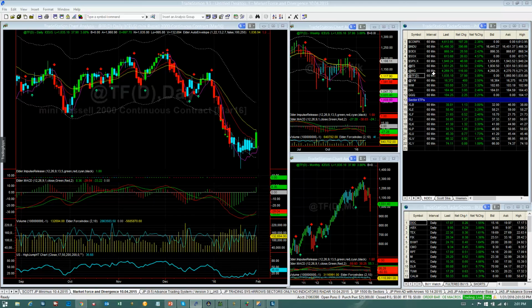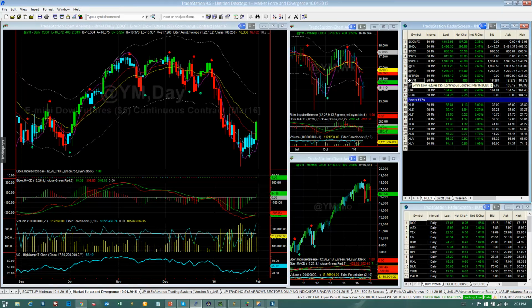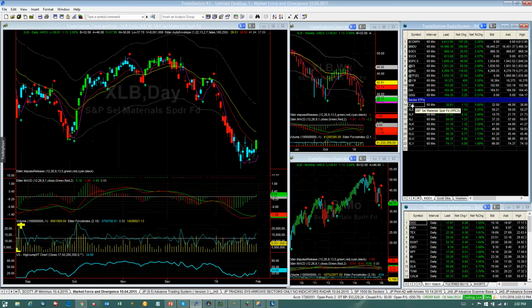A little bit different algorithms. That's the YM, the Dow, in a buy signal with the green bar, not so strong on the weekly and monthly. So to me, I look at this and I see a short-term bounce, but the longer term, the jury is still out. Very quickly, let's look at materials.